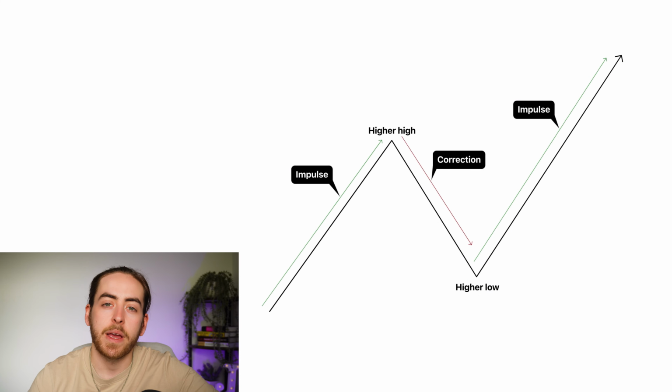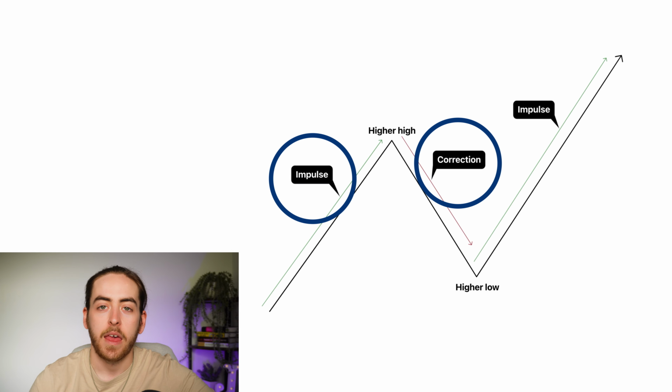For reference, trends are made up of two main phases. We have impulses and corrections. An impulse is a move in line with the direction of the trend. So in an uptrend, the upward move will be the impulse. And the pullback move, which is the little pull down lower we get before the next impulse, is called a correction because the market is correcting itself.